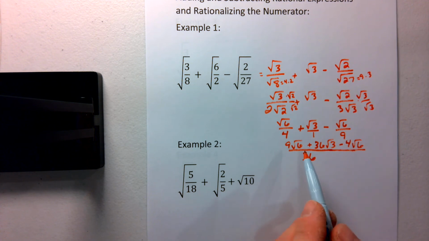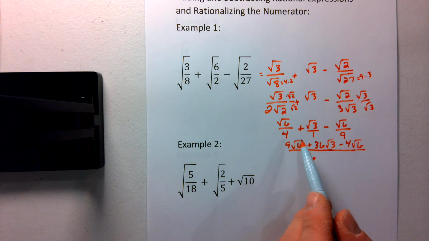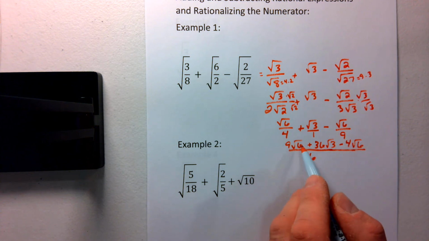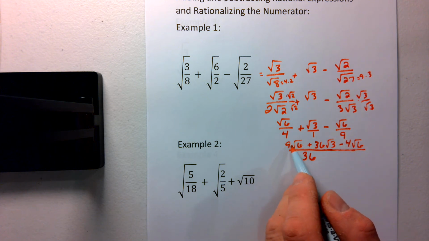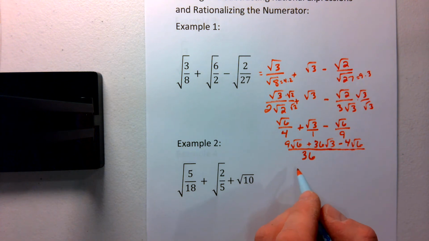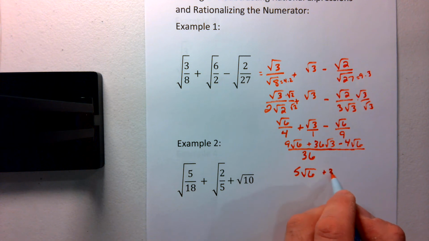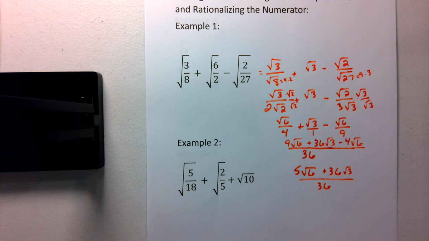And now, final step, we can go ahead and combine like terms. So we take 9 radical 6 and subtract 4 radical 6 from it, recalling that we're going to only perform the operation on the 9 and the 4, not with the radical 6, because the radicals act like variables. So we have 5 radical 6 plus 36 radical 3 divided by 36. And there's our answer.